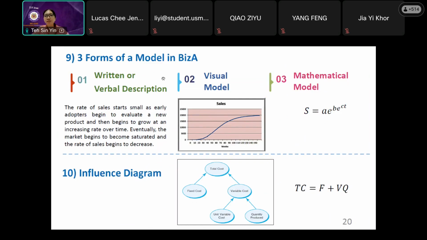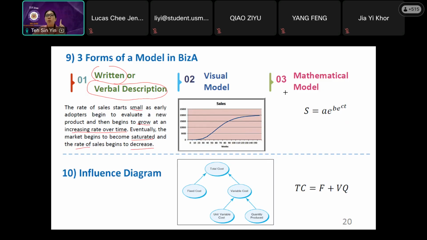Okay, so three forms of model in business analytics. The first one is using text. Text, we call it written or verbal description. For example, when I talk to you, I say the rate of the sales starts small, and then after that, it begins to grow, and eventually it increases over time. And after that, it becomes saturated, and the rate becomes decreasing. So when I say this, I am using written or verbal description. This is the first form of model in business analytics.